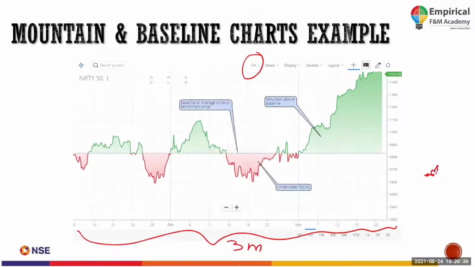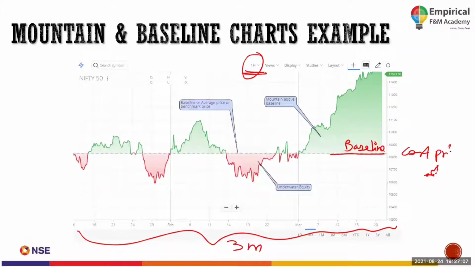So it becomes easier to fit in more time horizon in a line chart compared to a candlestick chart. So this is a 1 hour Nifty chart. Now what is this? This is called the baseline. Now who will decide what the baseline is? We will decide. We can put our baseline wherever we want.